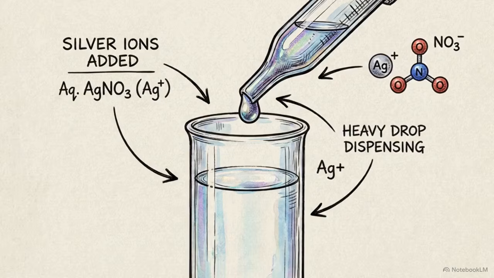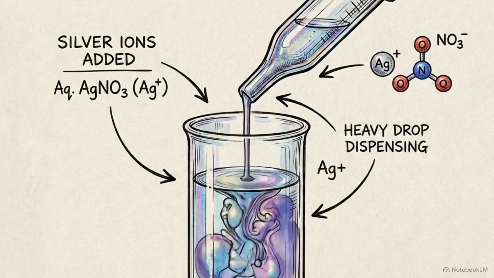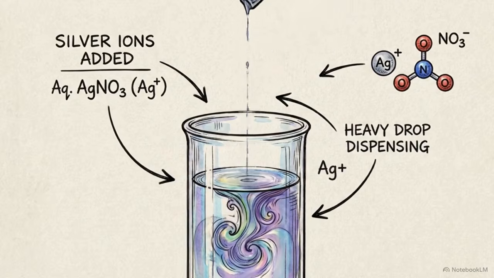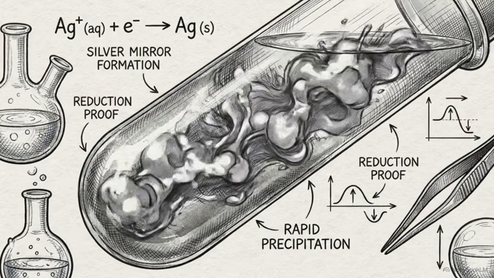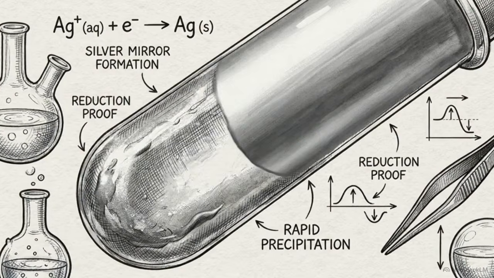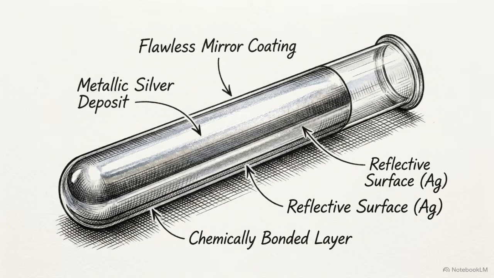By introducing a solution packed with silver ions into the mystery liquid, we are checking whether the sample is capable of being oxidized. The physical proof is immediate. If an aldehyde is present, it forces the silver ions to reduce into pure metallic silver. This creates a brilliant reflective mirror coating right on the inside of the glass.